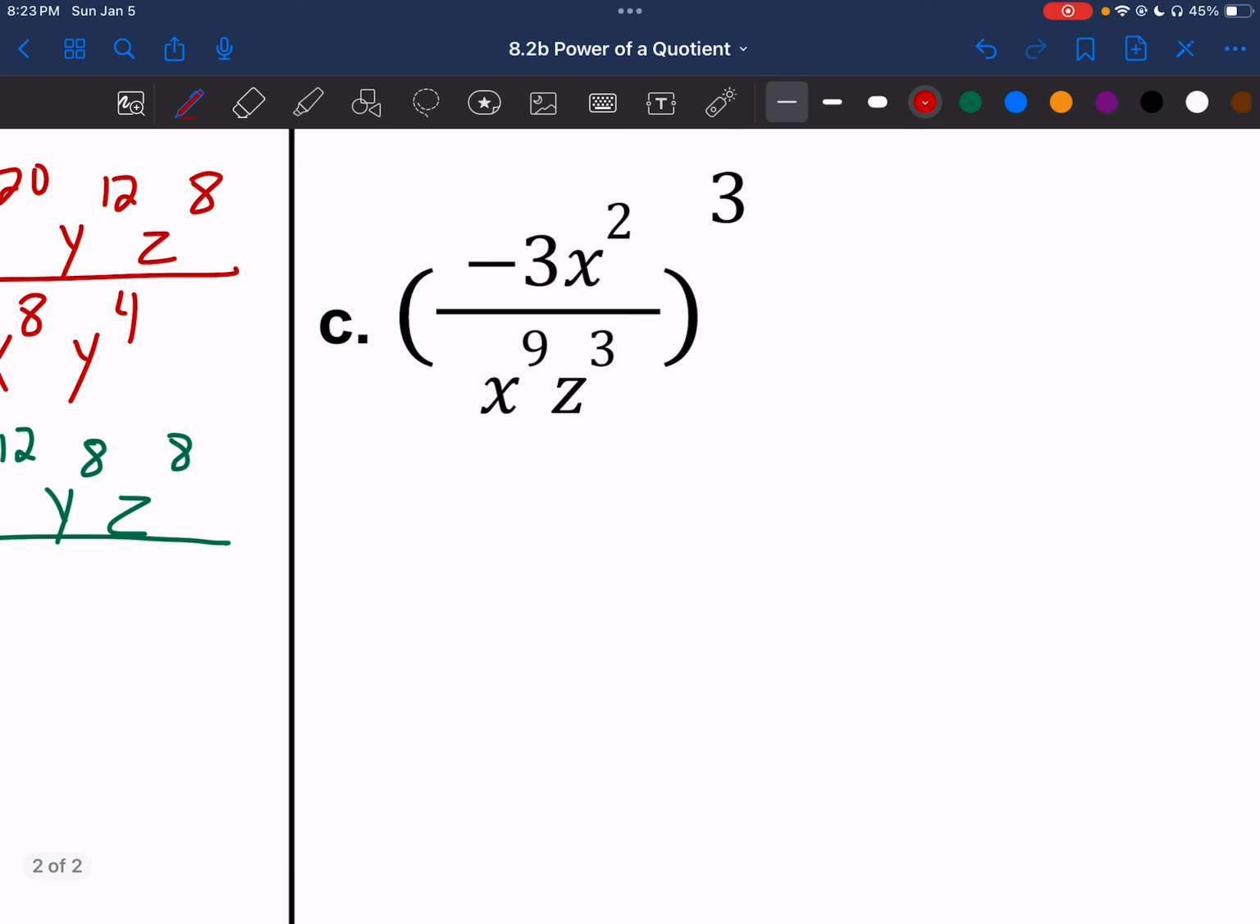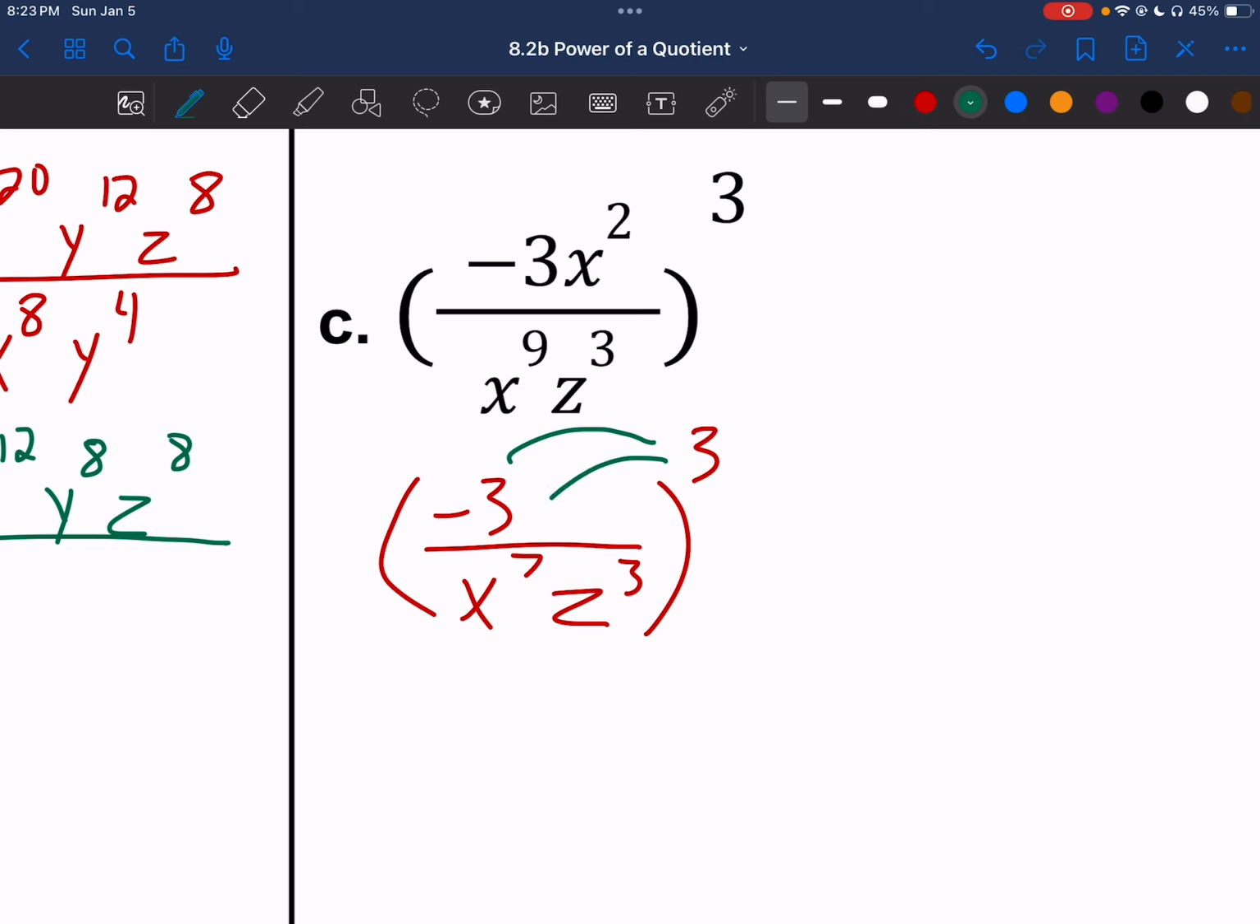All right. Letter C. So I'm going to work my way through the way that I prefer, which is to simplify my fraction as much as I can. So the -3, the coefficient doesn't change. Where do I have more x's? I have more in the bottom, and I have 7 more, and I have z to the 3rd in the bottom, and that whole thing is being raised to the third power.